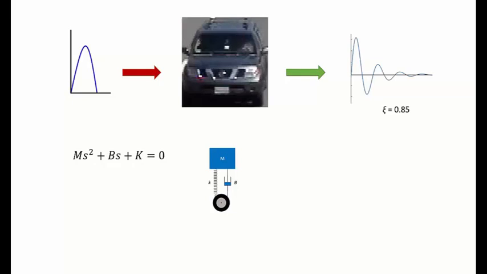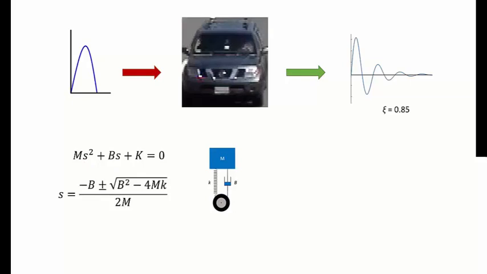Since going over a speed breaker is a sort of impulse response where you provide input for a very short duration of time, the mathematical relation for the same can be written as ms square plus bs plus k equal to 0. And from this we can obtain the expression s equal to minus b plus minus under root b square minus 4mk divided by 2m. And I will try to plot the locus of the s for varying b.